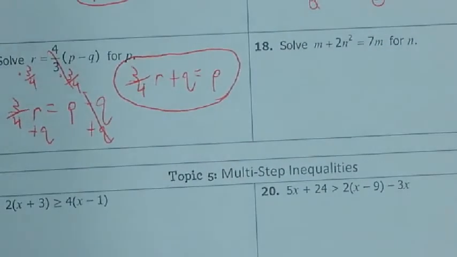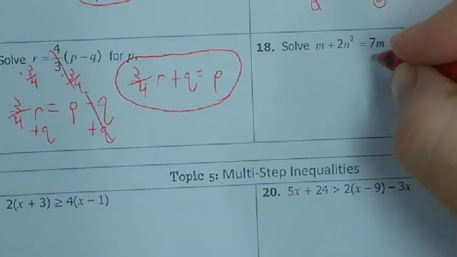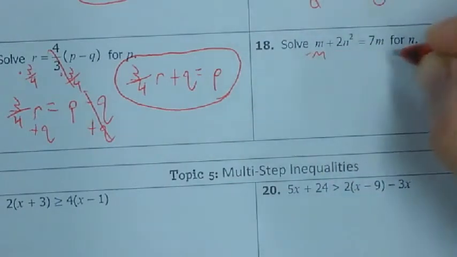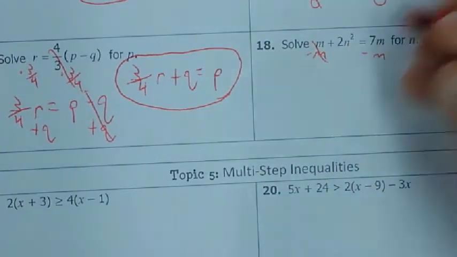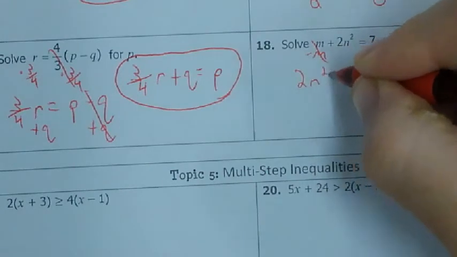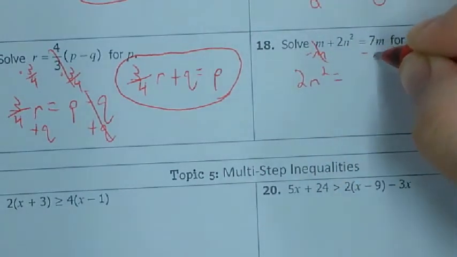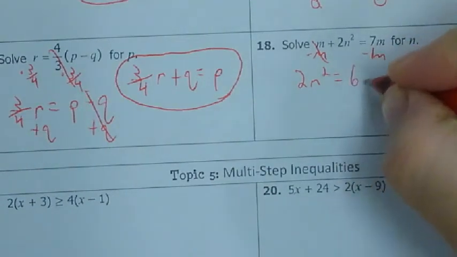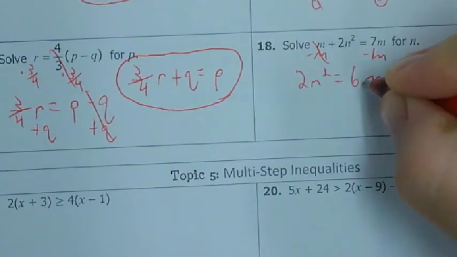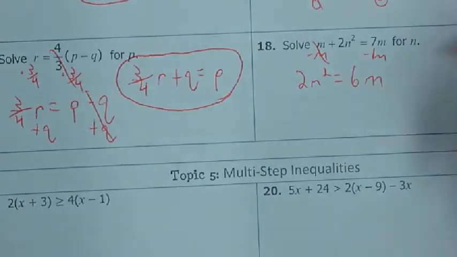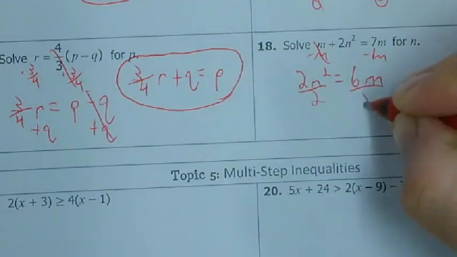Okay, and then 18. 18, we're going to subtract m on both sides. That gives us 2n squared equals 7m minus 1m. 7 minus 1 will give us a 6m. Then we'll divide by 2 to get rid of the 2.